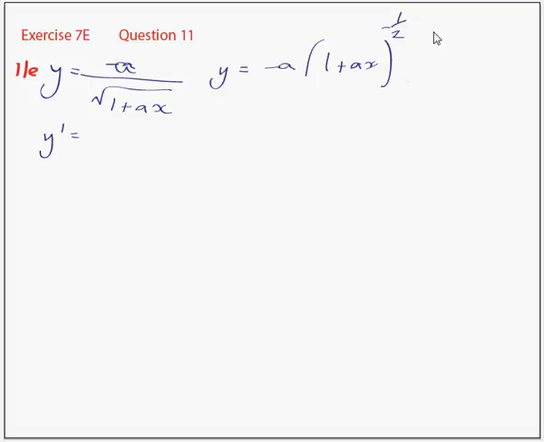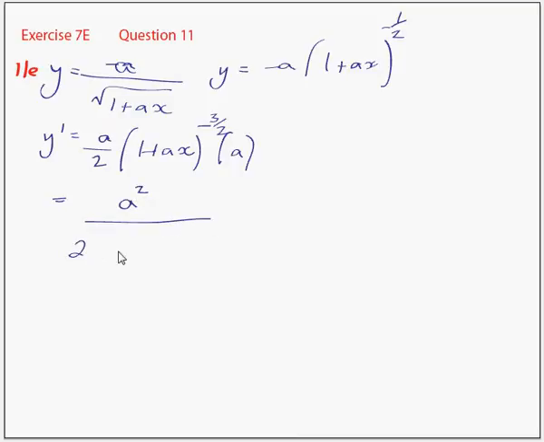I get the minus a half times the minus a becomes just positive half a. I times that by 1 plus a to the x to the power of minus 3 halves, which of course is minus a half minus 1. And then the last bit I have to do is times that by the derivative of the inside, which is just a. Doing this up, I get a times a on the top, which is a squared, all over 2 times 1 plus ax to the power of 3 halves. The negative here meant it ended up underneath the fraction.